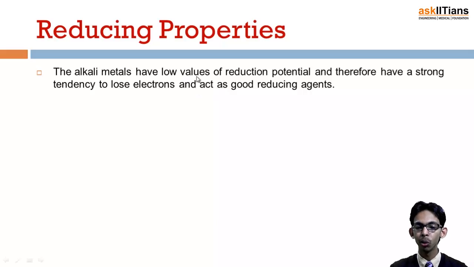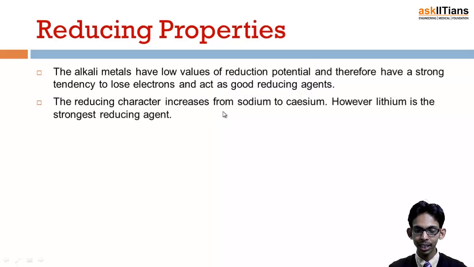So because of their low value of reduction potential, they have a strong tendency to lose electrons and act as good reducing agents. And this reducing character increases down the group from sodium to cesium. However, lithium is the strongest reducing agent. If we ignore lithium, then the trend is that it would increase from sodium to cesium. Lithium is the strongest one, then the reducing property decreases up to sodium, and further it increases.